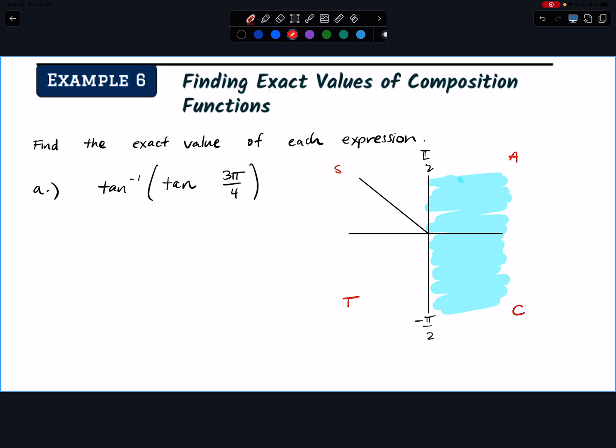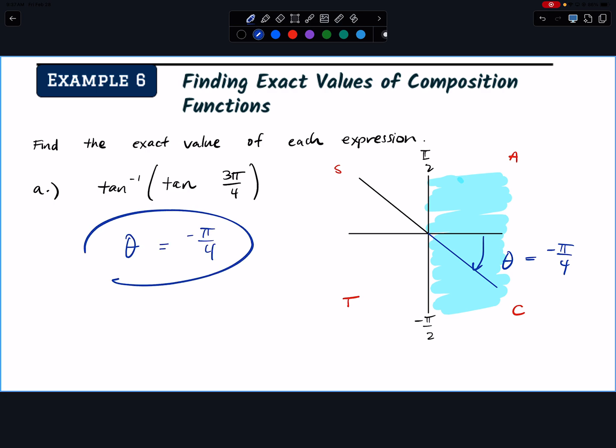So instead of 7 pi over 4, do you guys agree I could just say negative pi over 4? It's the same thing, okay? So negative pi over 4 is right there. So theta is equal to negative pi over 4. If you ask your calculator this, it would tell you this answer in degrees, which is what? Negative 45 degrees, okay?